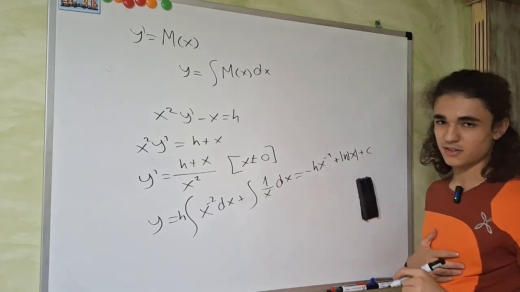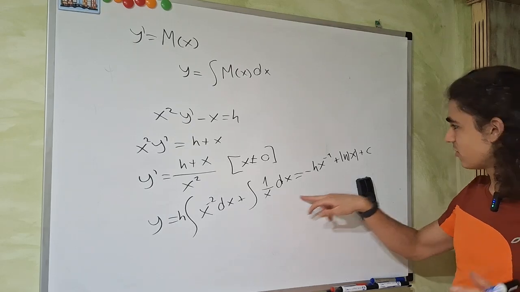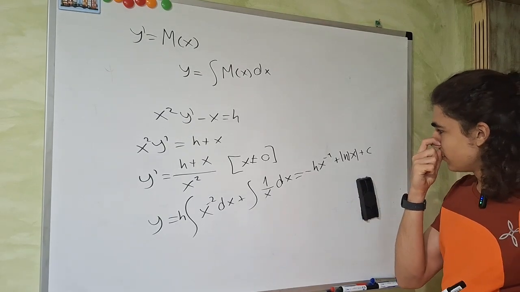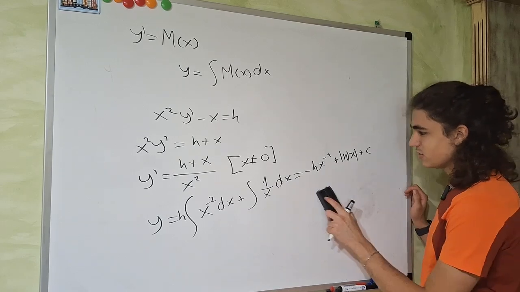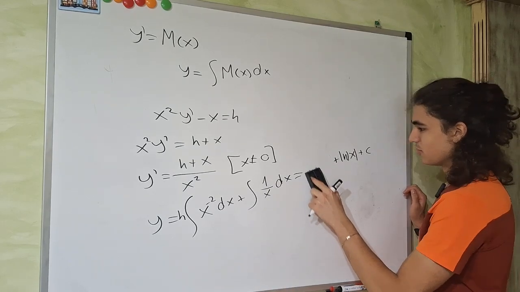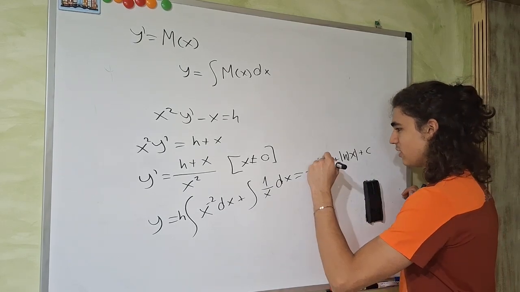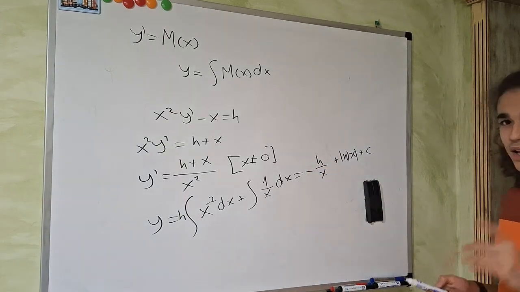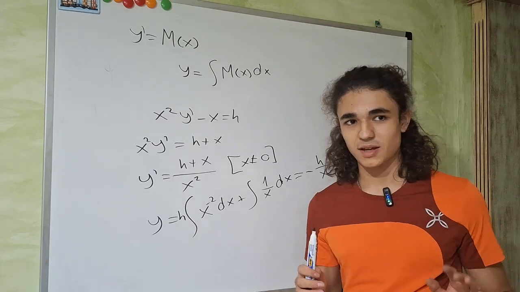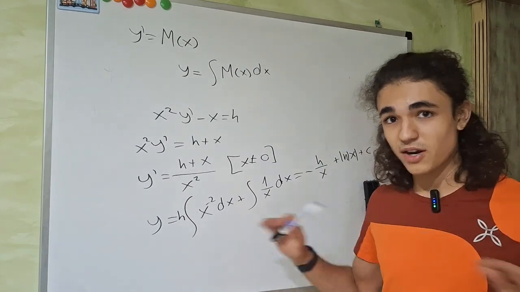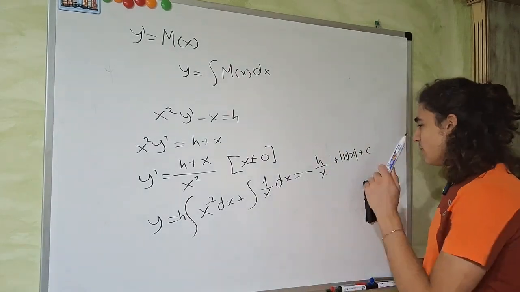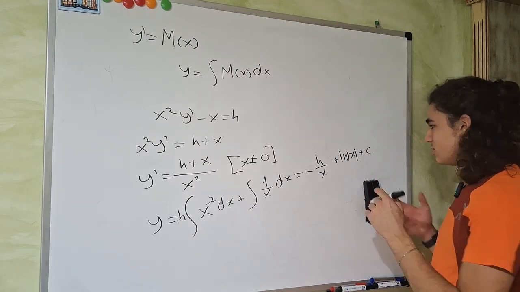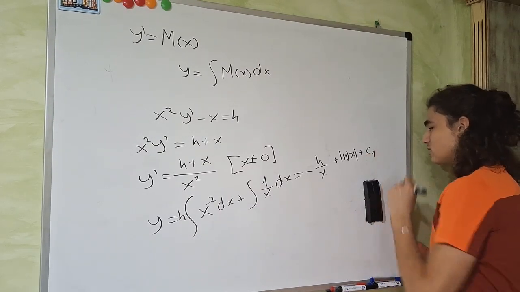Don't forget the absolute value. Remember, whenever you integrate 1 over x, you have to put the absolute value here. And this is the solution. We can write this in a more elegant way if we desire to do it. Here's the solution. Now, this is a very important example because today it's all very simple and trivial, but I want you to get started with the topic.